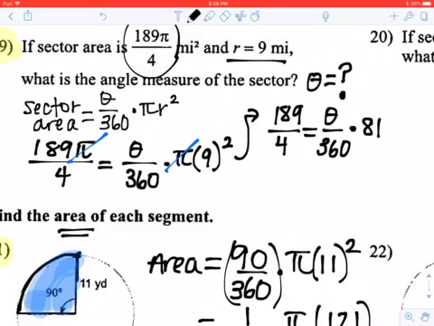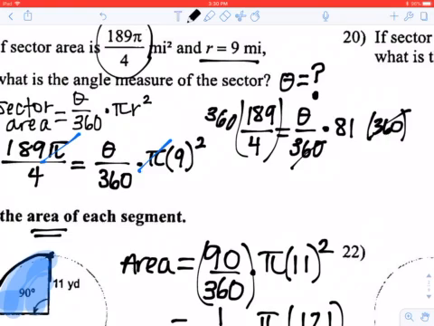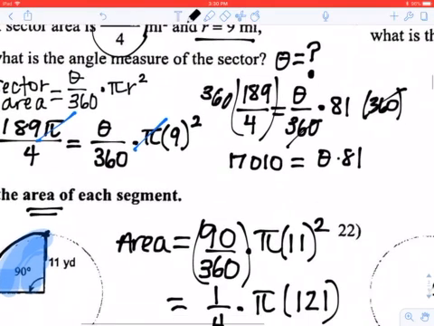What to do? So you can think about this as a fraction, 81 over 360, or if you want, I know I have to get rid of that theta there, so that means I need to get rid of this 360, okay? So if I multiply this right side by 360, since this is in the denominator, they're going to cancel each other out. And then I have to go over here, because whatever I do to the one side, I have to do to the other, and multiply it by 360. So 189 over 4 times 360. And what is that? A really big number. 17,010 equals theta times 81.